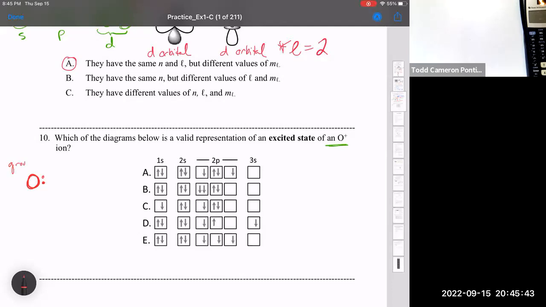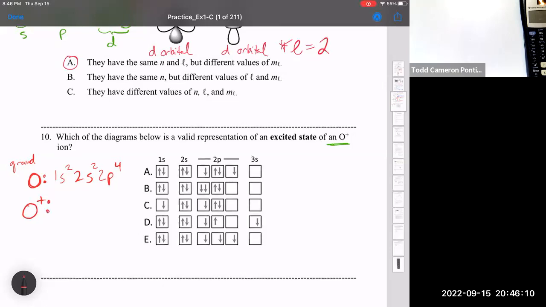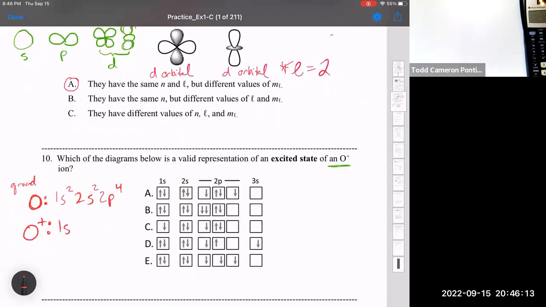So for the ground state, oxygen would be 1s2, 2s2, 2p4. But if we're making it O+, we're removing an electron. And we remove it, generally speaking, from the highest energy orbital. So to make O+, it would be 1s2, 2s2, 2p3. So the ground state electron configuration would be 1s2, 2s2, 2p3.